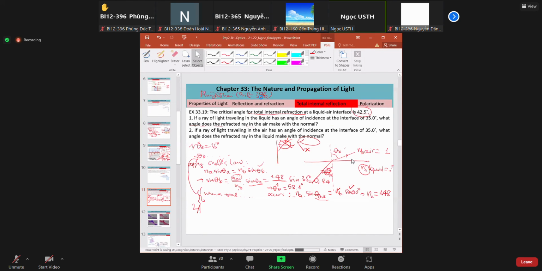Okay, the second part. Let's read it. If a ray of light traveling in the air has an angle of incidence at the interface, what does the angle of refraction make with the normal? Okay, someone can solve the second one for me.